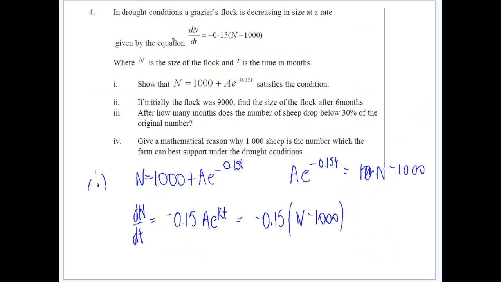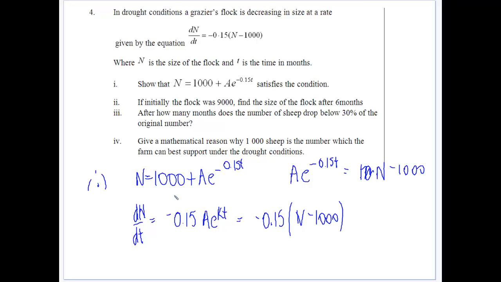This time we've got drought conditions for a grazier's flock, which is decreasing in size. So at that rate, dN/dt equals minus 0.15 times (N minus 1000). N is the size of the flock, t is the time in months. Again, show that that expression can satisfy the condition.